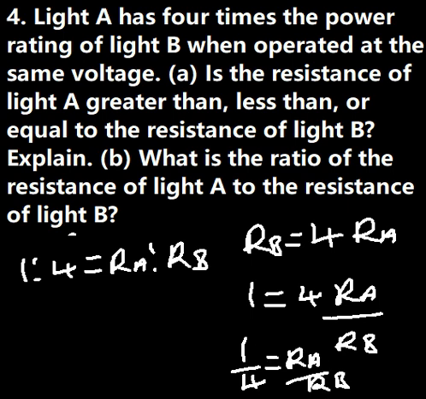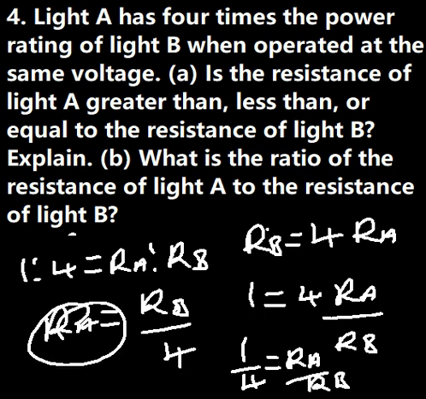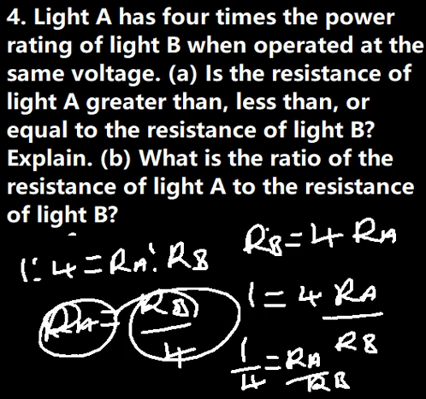it means the resistor for light B is 4 times the resistor for light A, of which the resistor for light A is 1/4 the resistor for light B. So which means the resistance for light A is much less than the resistance for light B, and which is why light A has the more power. So using the same analogy, let's try to understand the upcoming question.